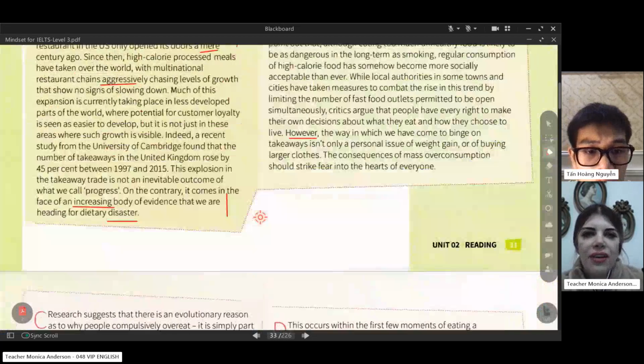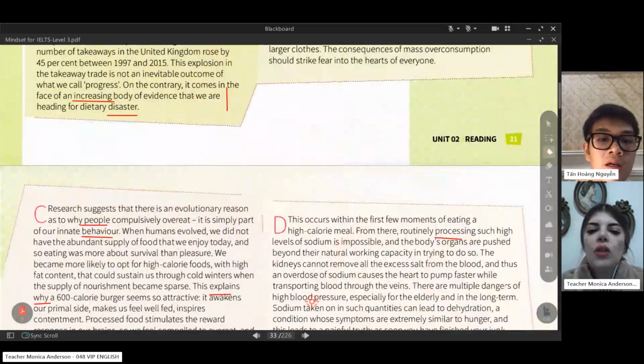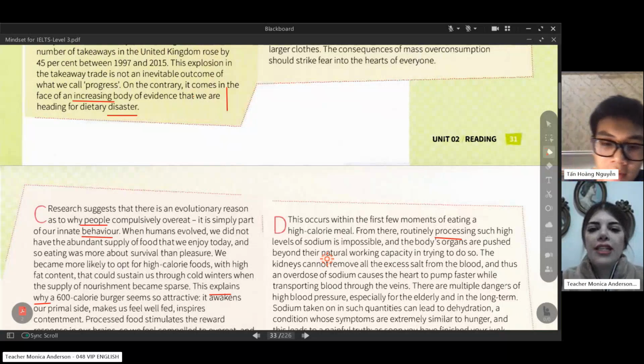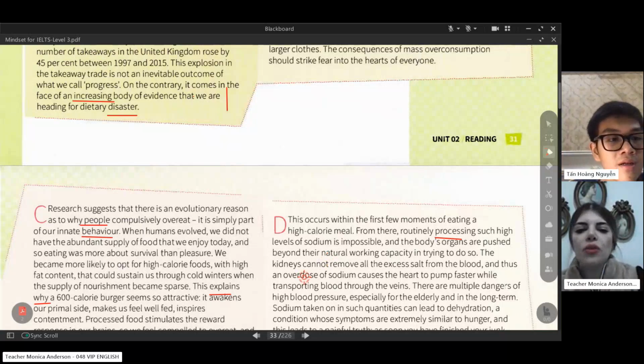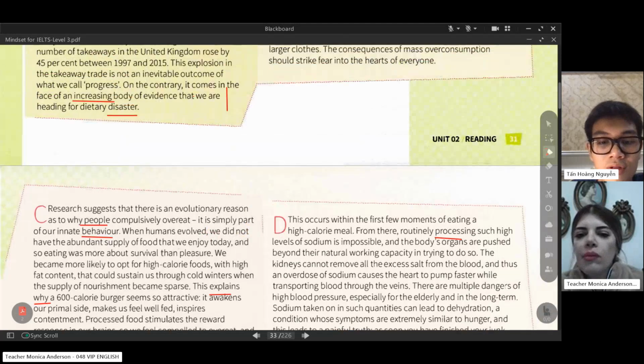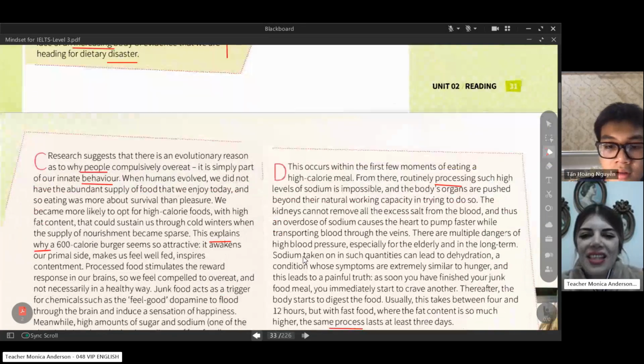What is a chemical? For example, sodium is a chemical. Yes, so we just call them chemicals.